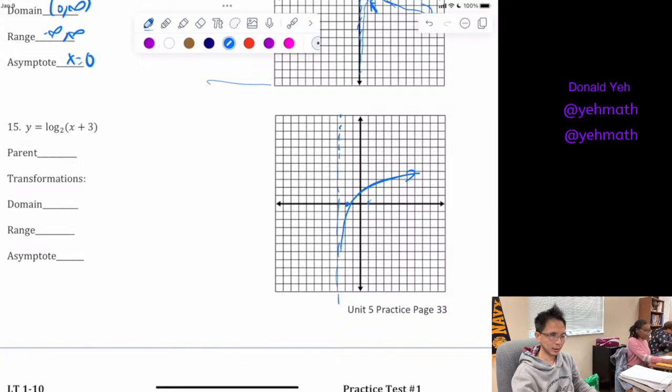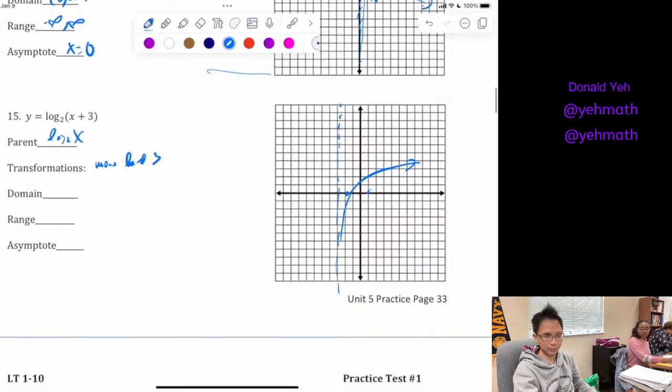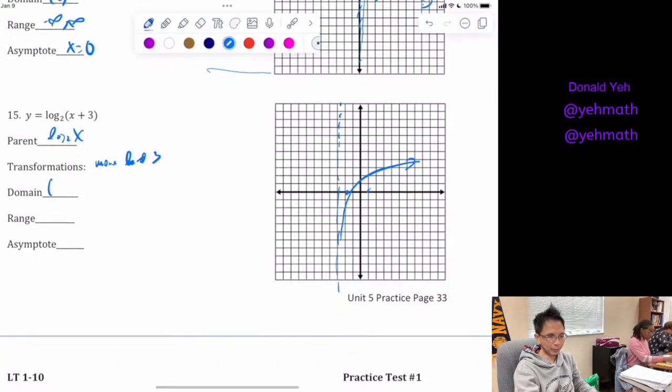Boom, done. Parent function is going to be log 2 of x. Transformation is move left 3. And domain is going to be, well, you look at the graph, the domain is going to be from -3 to infinity. Range is going to be -infinity to infinity. Asymptote is at x equal to -3.